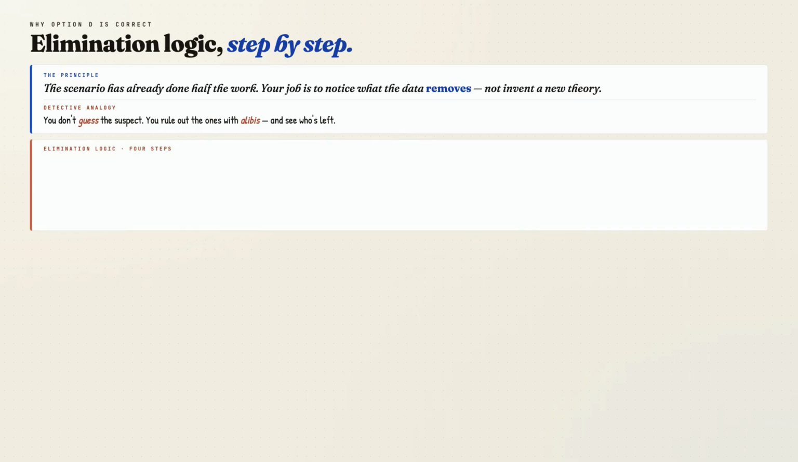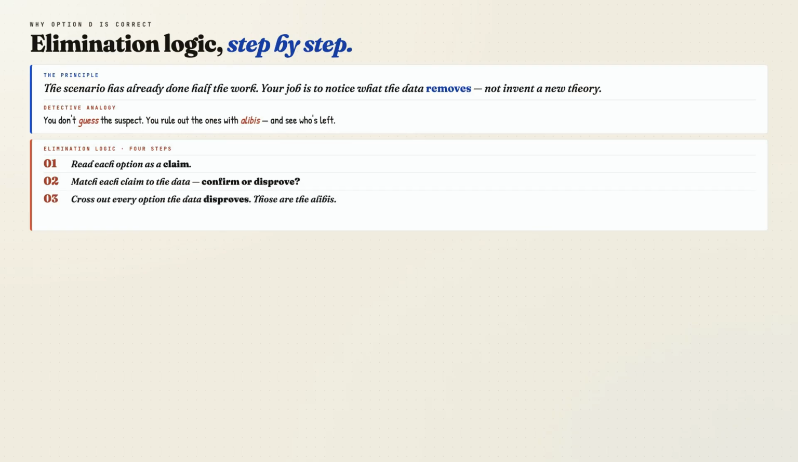Elimination logic runs in 4 steps. Step 1. Read each option as a claim. What is this option saying the problem is? Step 2. Match each claim to the scenario's data. Does the data confirm this claim or does it disprove it? Step 3. Cross out every option the data disproves. These are the alibis. Step 4. The last option standing is the answer, even if you're not certain it's right by itself. It is right because the others are proven wrong.